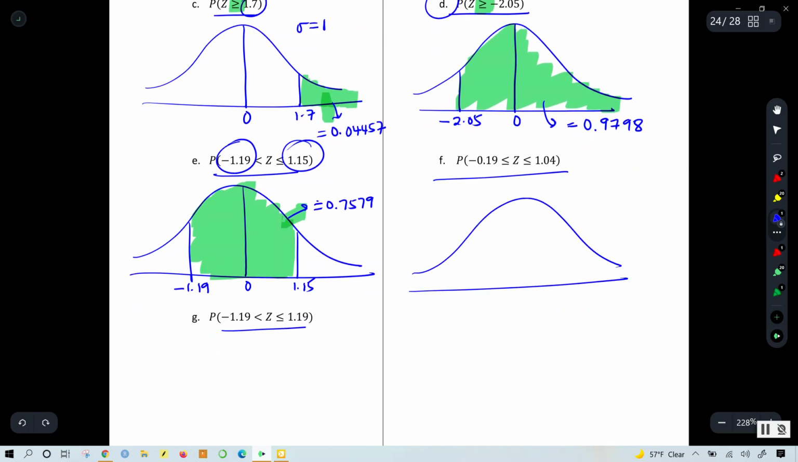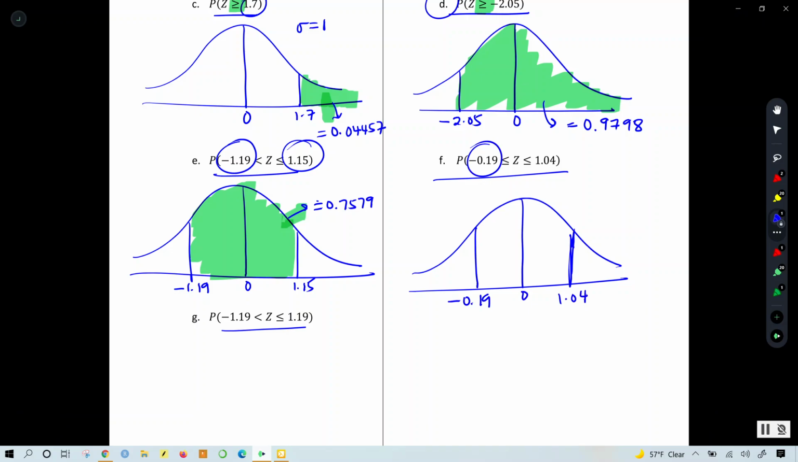And in a similar fashion, we can do questions F and G. So the mean is 0, and you have negative 0.19 and 1.04. You can go ahead, pause the video, and try to do this ahead. Then unpause and check if your answer matches the one I have done. So we're looking at this region, and that will be equal to 0.4262 from StatCrunch.